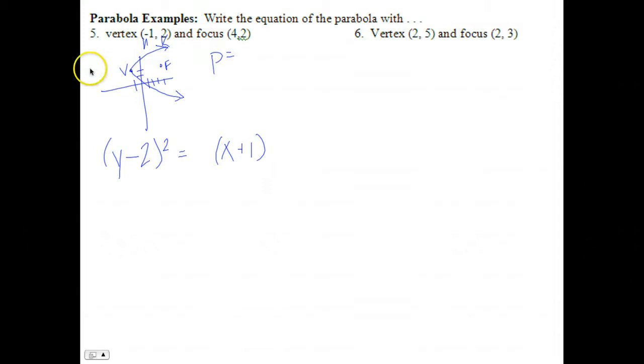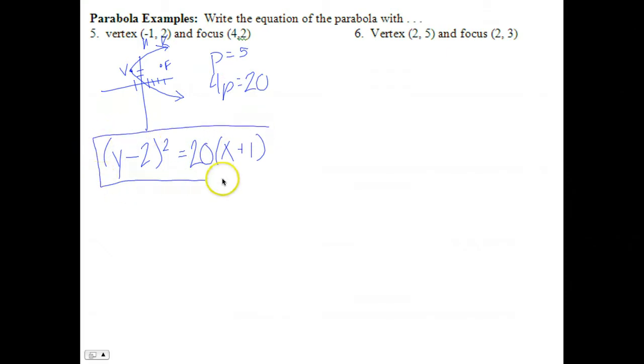So that p-value, keep in mind, is the distance from the vertex to the focus. So our p-value is 1, 2, 3, 4, 5. So that means our 4p value will be 20. So our equation, we have y minus 2 squared equals 20 times x plus 1. All right, I want you to hit pause and complete number 6, then come back with us.